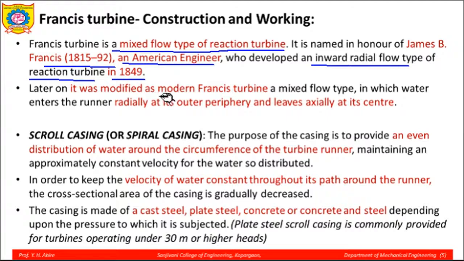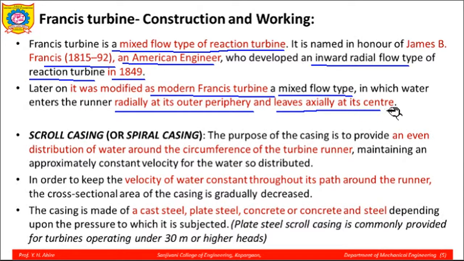Later on it was modified into the modern Francis turbine, a mixed flow type of turbine, in which water enters the runner radially at its outer periphery and leaves axially at its center.